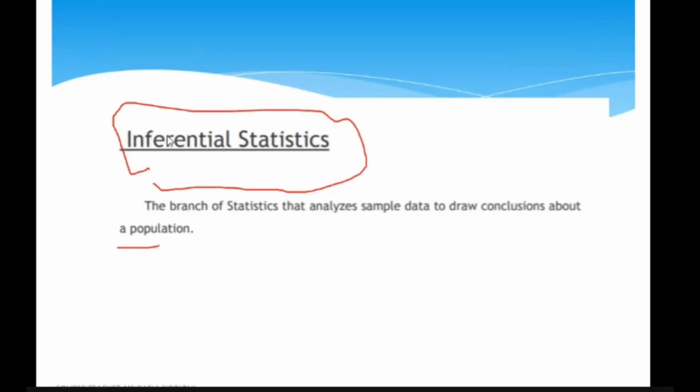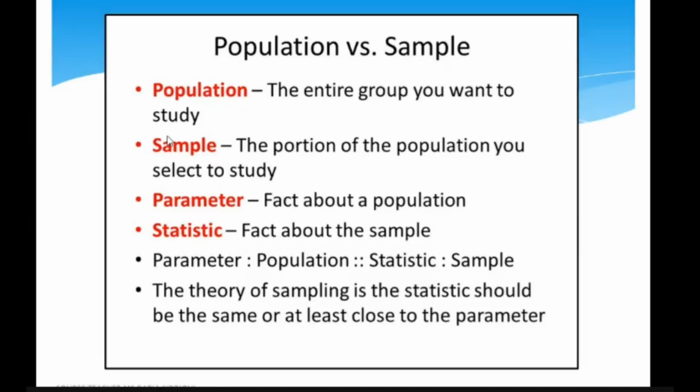What is a population? If you are talking about a complete set, that means a complete set of data elements is called a population. When I'm talking about a class of 70 students, that means I'm talking about a population. And the subset of a population is called a sample. When I'm talking about the top 10 students, that means I am talking about a sample. The two important terms that you need to know are parameter and statistic.